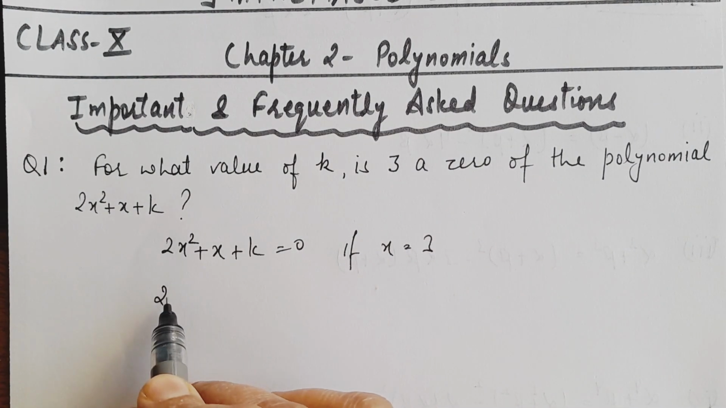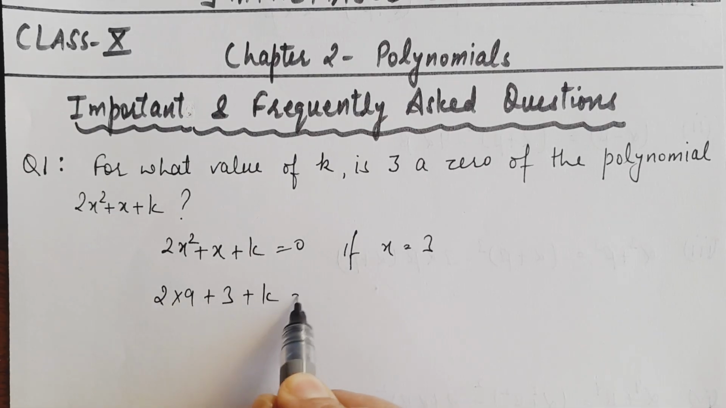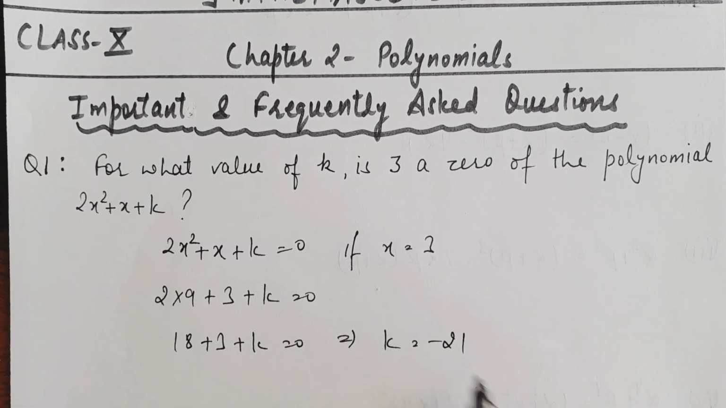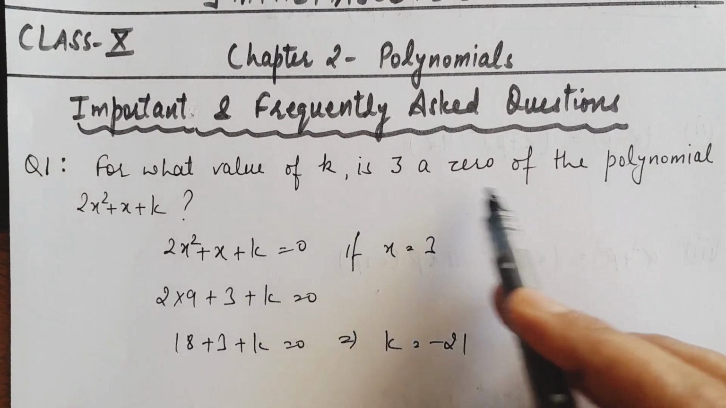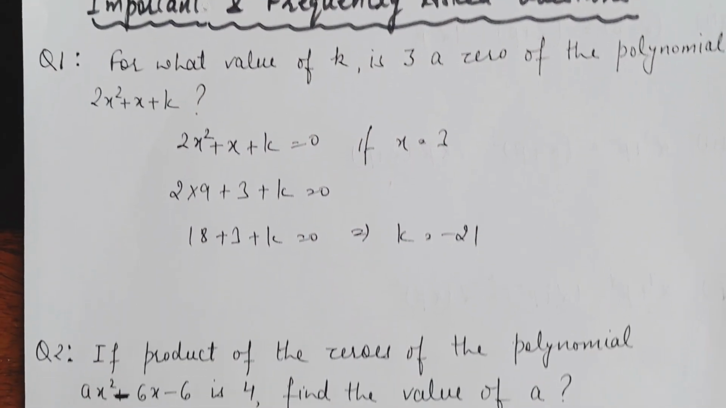If you substitute x equals 3, square will be 9, and x is 3, so that is equal to 0. 18 plus 3 plus k equals 0. That means value of k will be minus 21. So the answer of this question is minus 21. Now we will move to the question number 2.